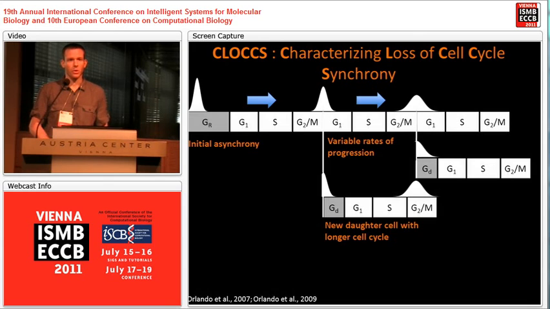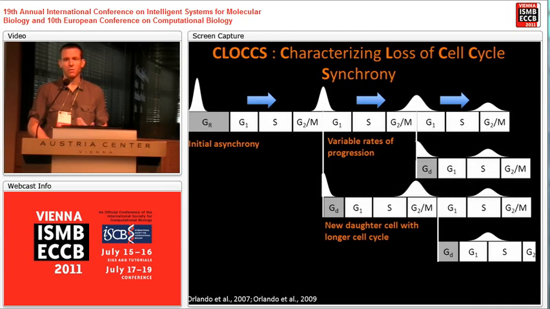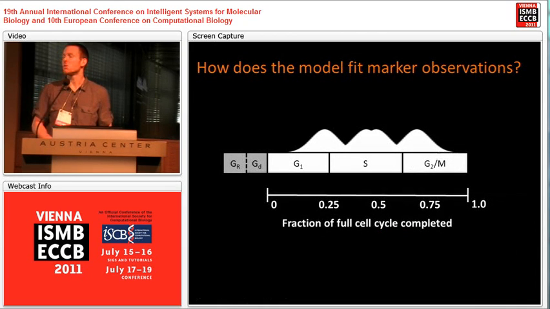As time goes on, the population increases, as does asynchrony, such that if we were to look at one of these later time points, our cell cycle position distribution looks something like this, where the probability that a cell is at a point in the cell cycle, somewhere in this range from 0 to 1, is given to us by this mixture of normals.